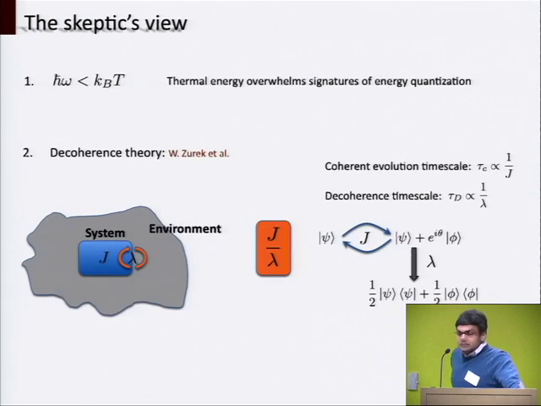A more sophisticated way of putting this comes in the framework of decoherence theory, where you really consider the timescales in the system. You say there are two timescales that matter. One is the timescale of interactions within the system. And by system, I mean the biological structure that we're looking at, that's of interest, right? That's parameterized by this J. So this is the rate at which dynamics occurs within the system, and 1/J is the coherent evolution timescale. And then there's a rate of interaction with the environment, and that's parameterized by this lambda here.